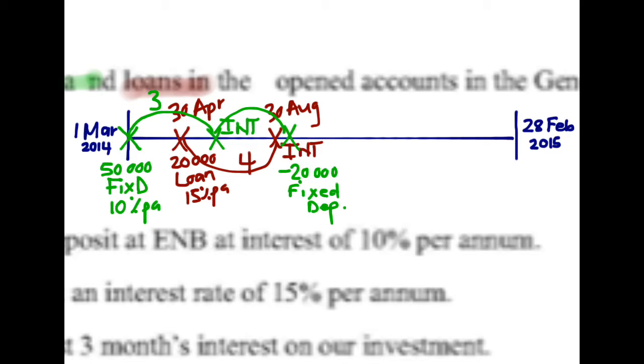So from that date, the 1st of June, up to the 1st of September, that gives you a total of, let's count, June, July, August, then we don't count September, so that gives you 3 months which we still had 50,000 Rand in our investment.